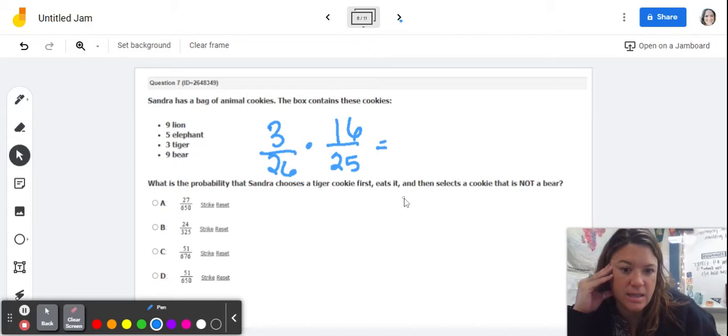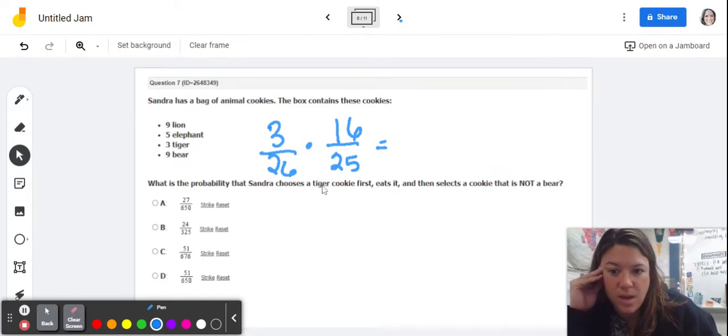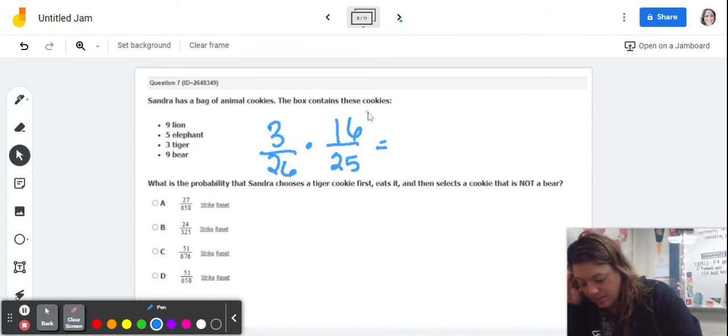So she eats it and selects a cookie that's not a bear. So the ones that are left, 9 of them are bears, which means 16 of them are not bears, because we have to assume she got a tiger on the first time. All right, so 3 times 16.